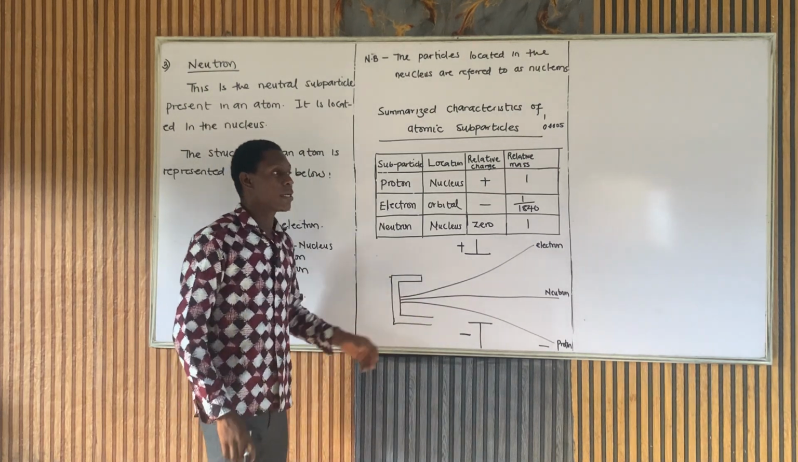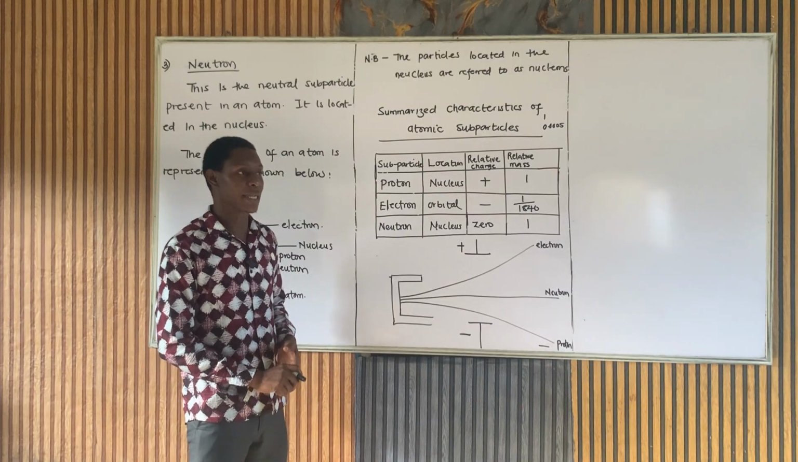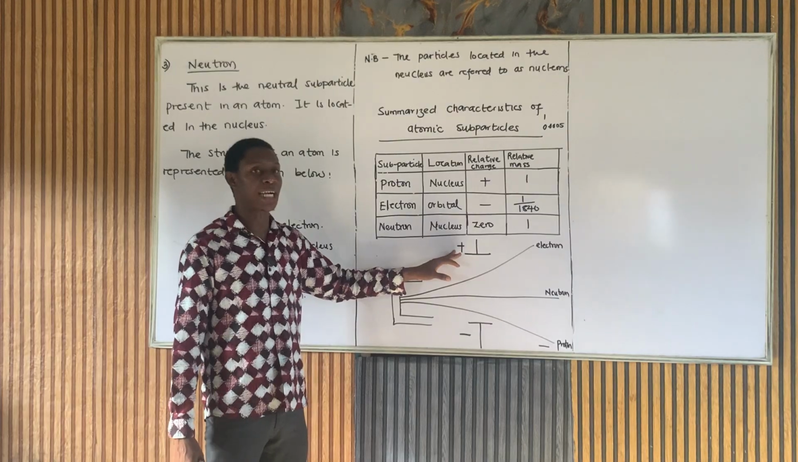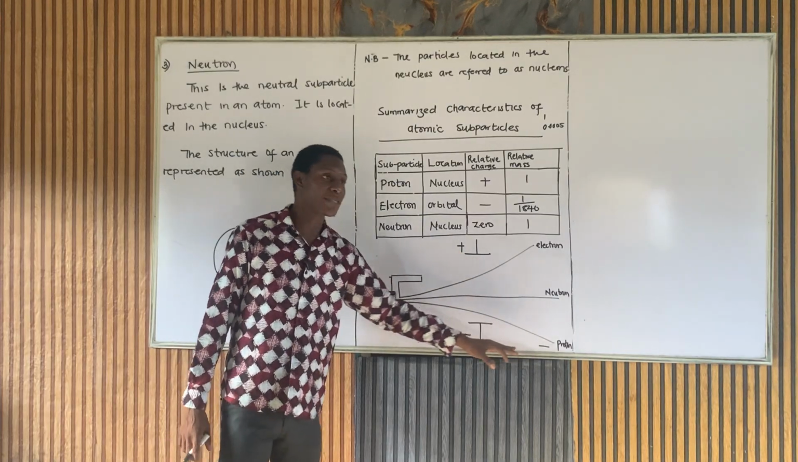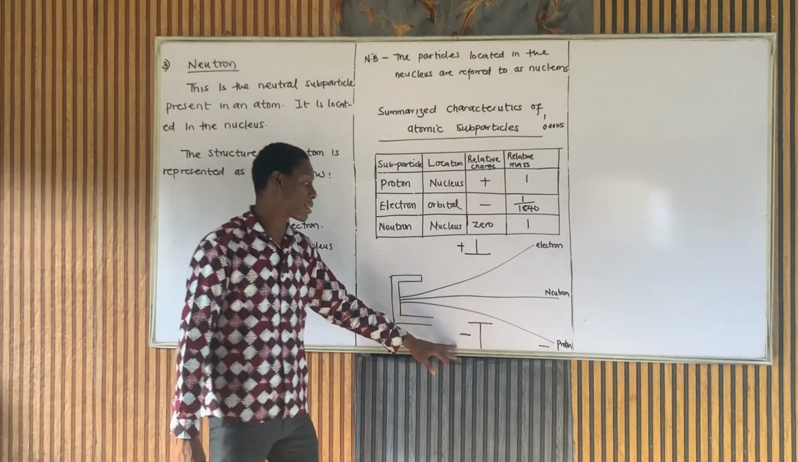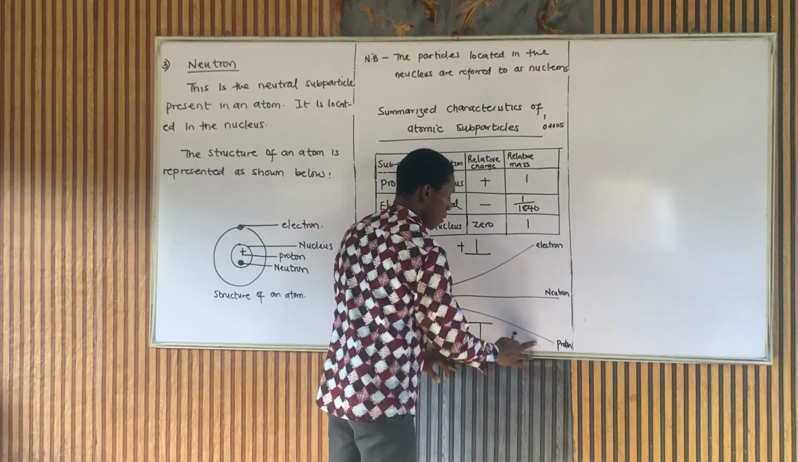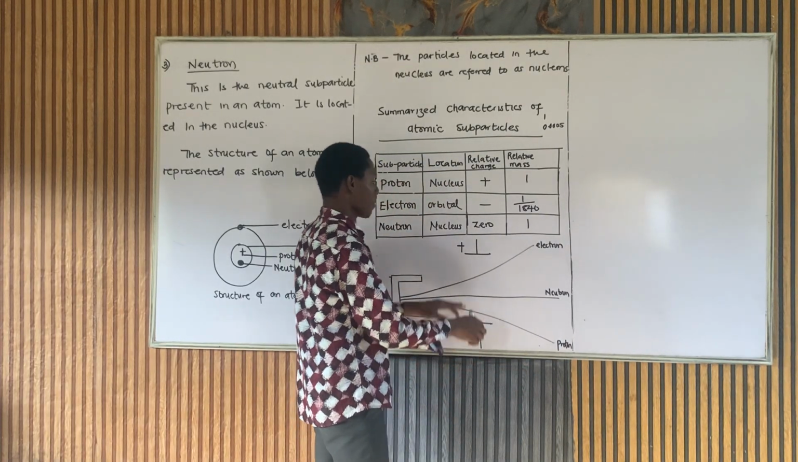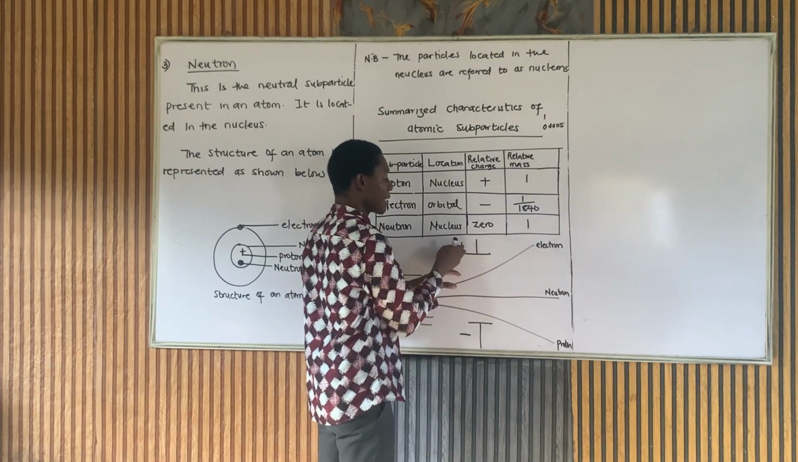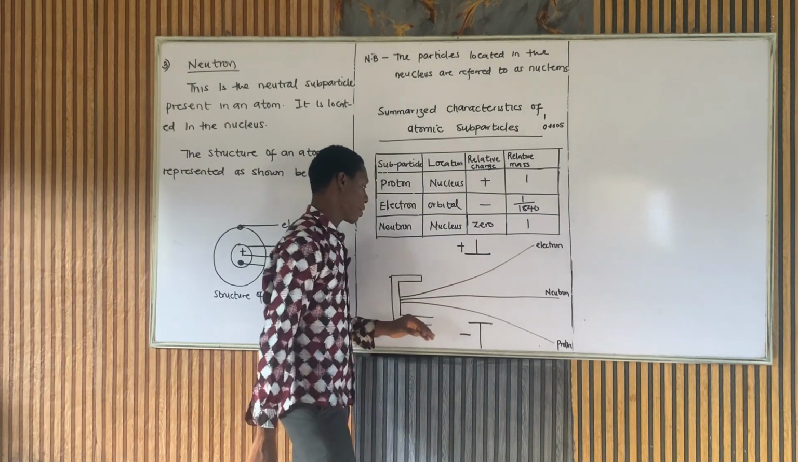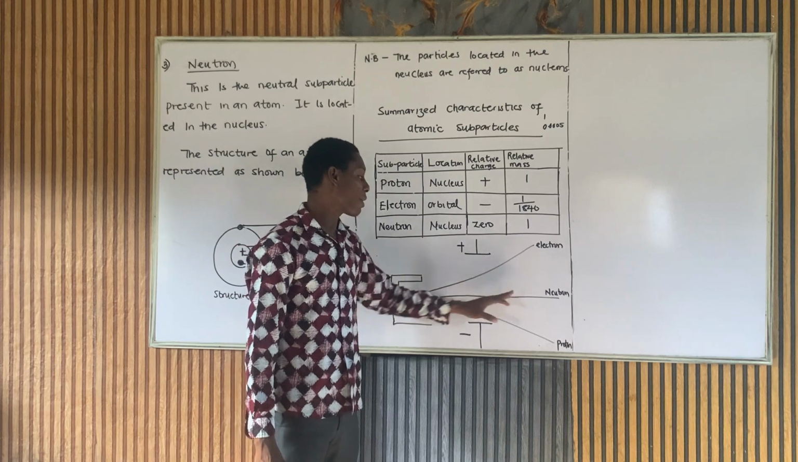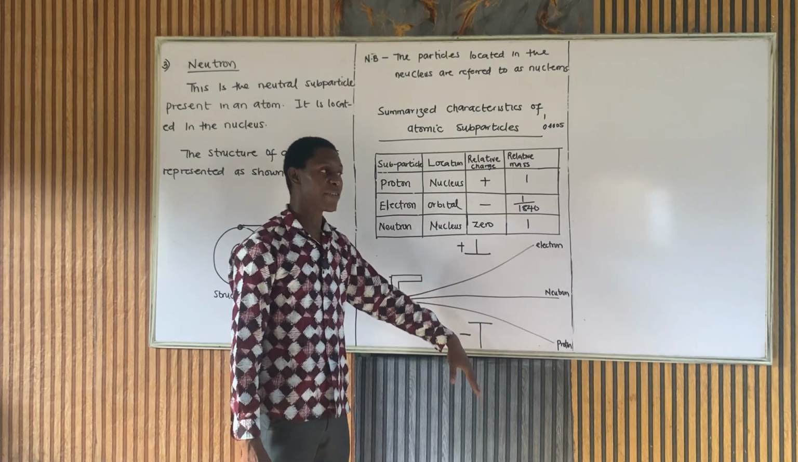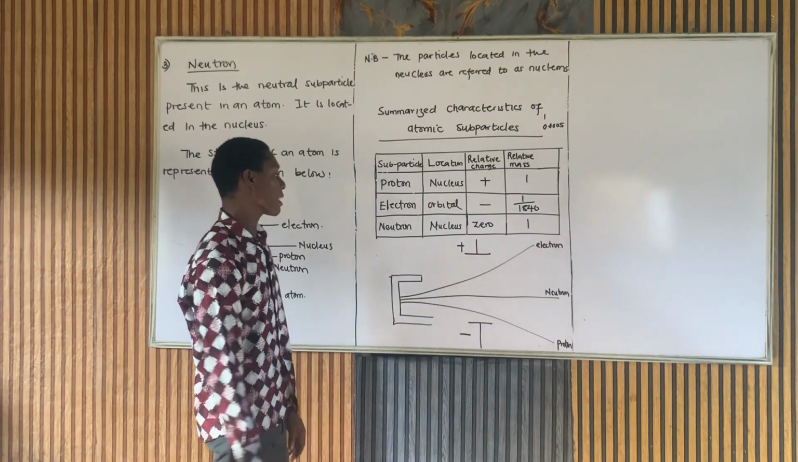Next, we see how these particles are attracted. The electron is attracted towards a positive charge, and the proton is attracted towards a negative charge. That tells us that protons are positive, because they are attracted to a negative plate, while electrons are negative, and you can see they are attracted to a positive plate. Neutrons are neutral. That's why they are not deflected. They don't deflect to the negative plate or to the positive plate.